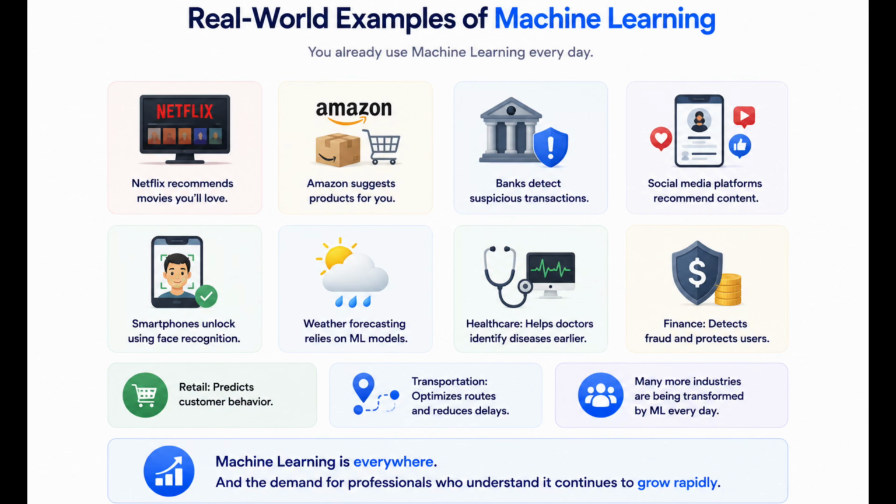Let's see some real world examples of machine learning. Let us see where you already use machine learning every day. When Netflix recommends a movie, machine learning is involved. When Amazon suggests products, machine learning is involved. When banks detect suspicious transactions, machine learning is involved. When social media platforms recommend content, machine learning is involved. When your smartphone unlocks using face recognition, machine learning is involved.